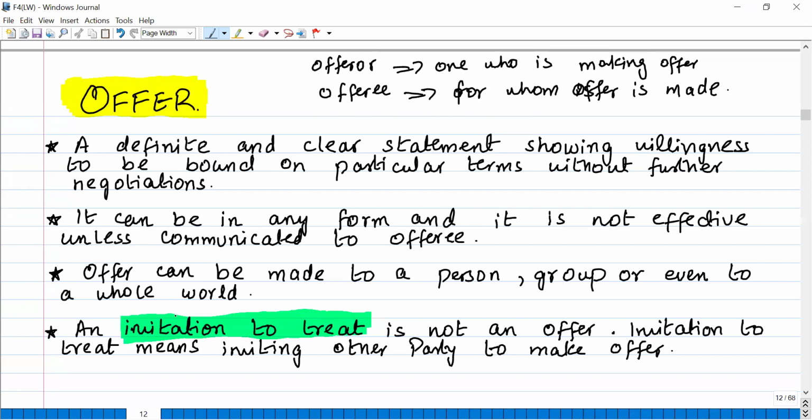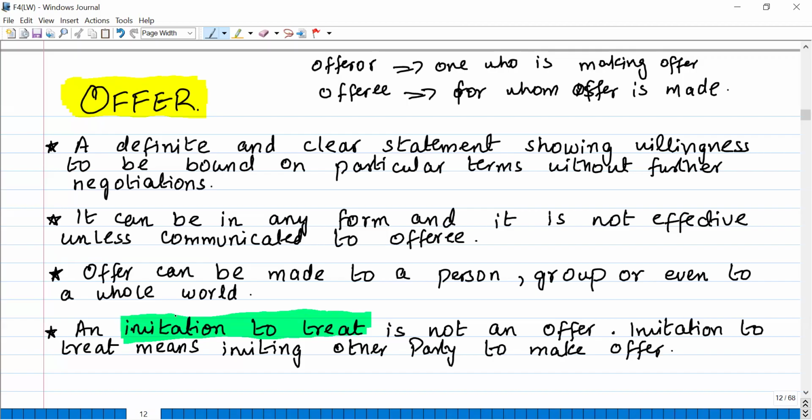For example, if I make an offer, let's say this is my friend, and I say to him, I want to sell my black Honda car to you for £2,000. Now, this is an offer that I have made. It is a clear statement in which I am showing the intention that I will be bound on these terms without further negotiations. There is no room for negotiations. Such a statement is known as an offer. The offerer is the party who is making the offer. The offeree is the one to whom the offer is made.